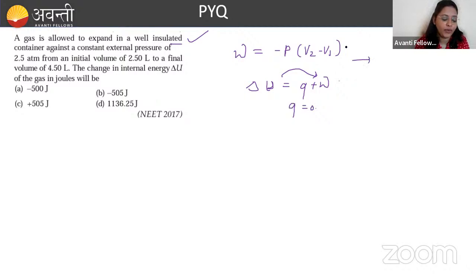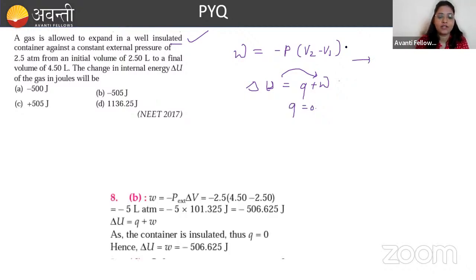What is P? 2.5 atm. What is V2? 4.5 minus 2.5. So let's do the calculation. P external times delta V is 2.5 times (4.5 minus 2.5). We get the work done as minus 5 liter atm.